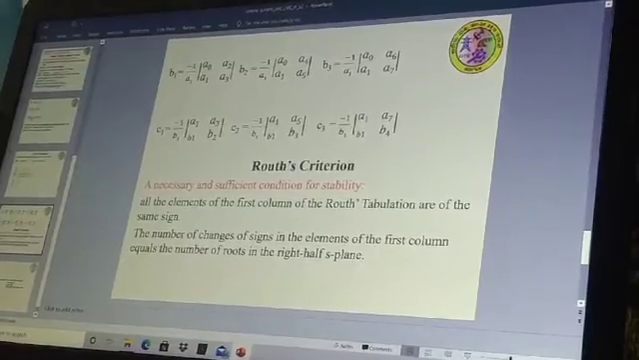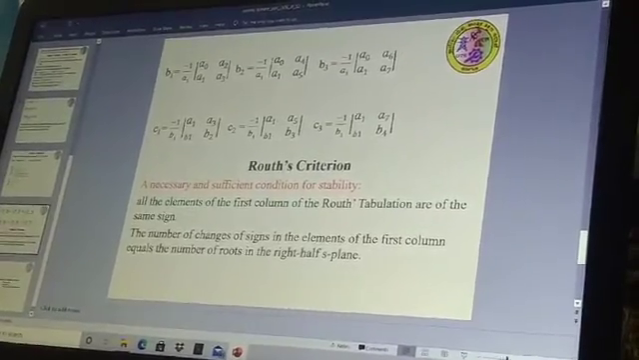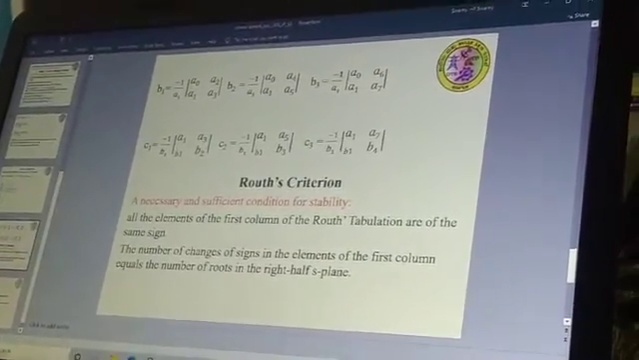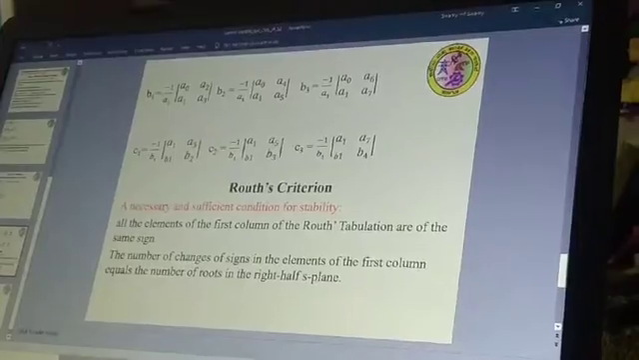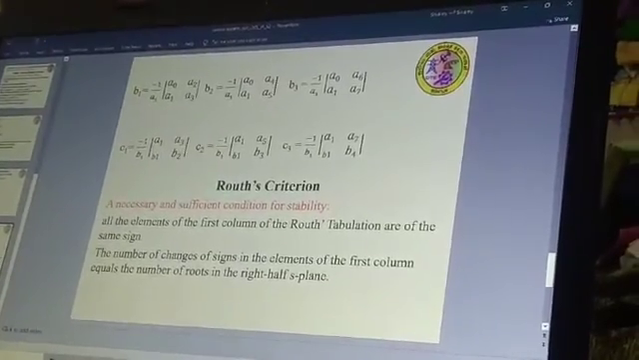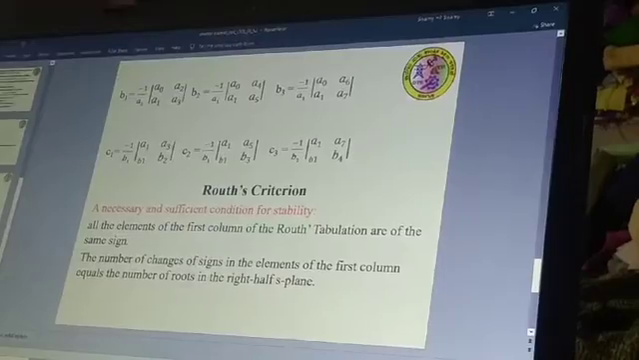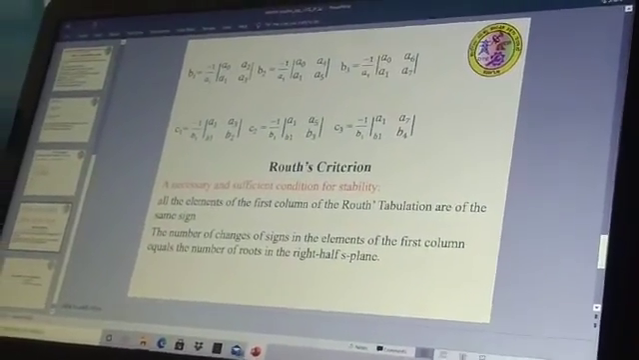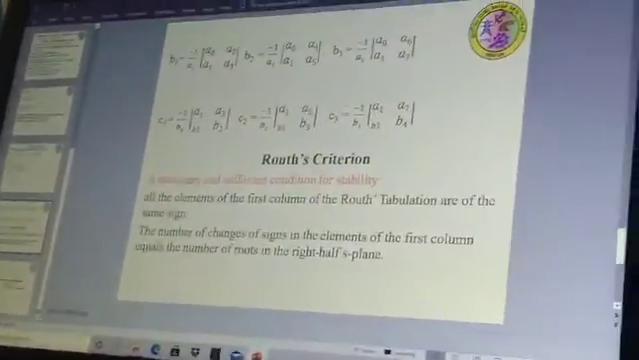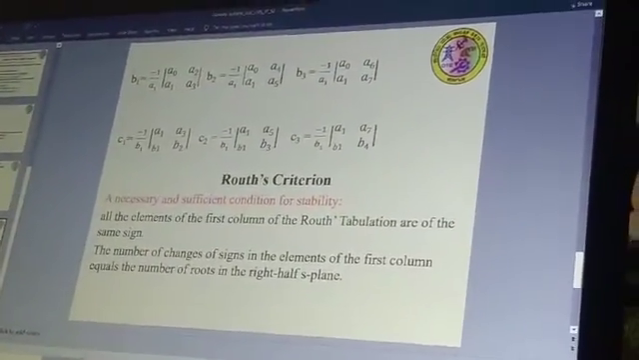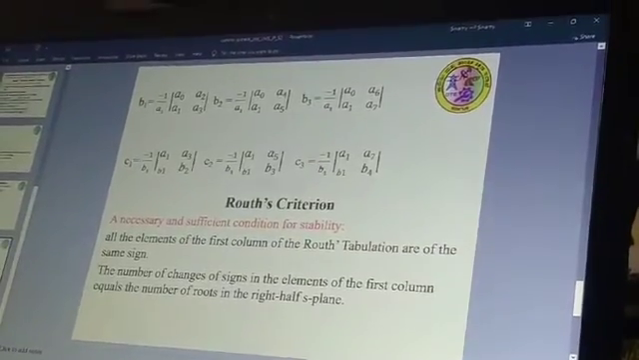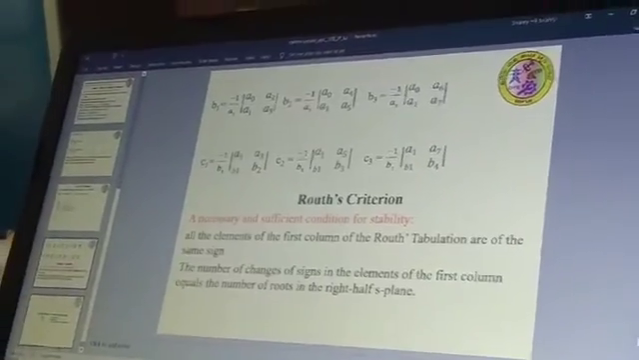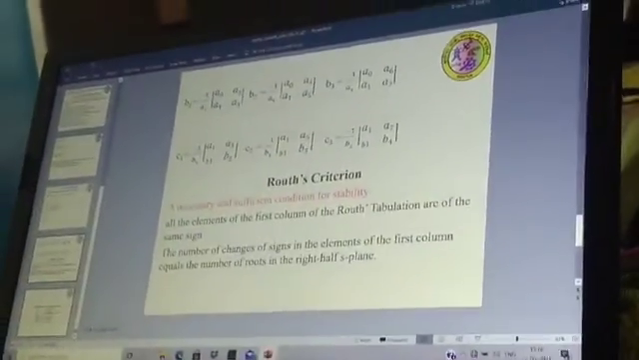The number of changes of signs in the elements of the first column equals the number of roots in the right half of the S plane. First condition is, in the first column of the Routh tabulation, all elements should be the same sign, or positive. The second condition is, the number of changes of the signs in the elements of the first column indicates the number of roots present in the right half of the S plane. So this is the Routh criteria.